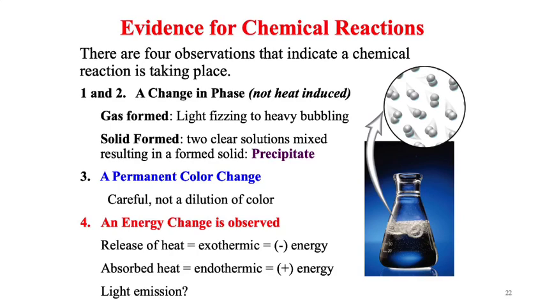Okay. The last one's probably not the easiest to see, because change in phase is pretty easy, a change in color is pretty easy to see. But the last one is ultimately what's causing all of these, is it's a change in energy. It's just a question of what that energy does. In some cases, the energy is causing a phase change. In some cases, that change in energy is causing a color change. Sometimes it's just a release of energy.